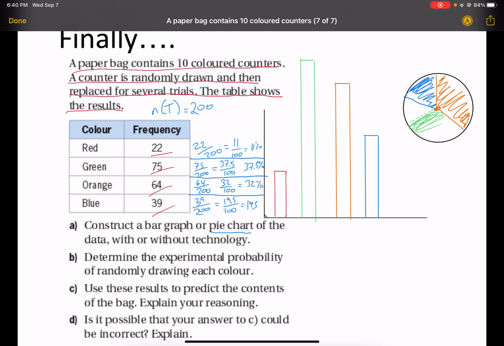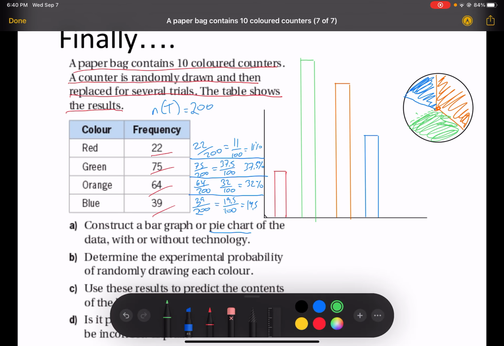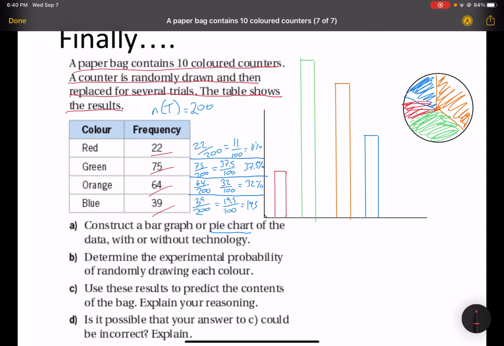Determine the experimental probability of drawing each color. We already did that over here. Use the result to predict the contents of the bag. Explain your reasoning. Okay, so you just multiply. It's approximately 22, right? Let me just double check. A paper bag contains 10 colored counters. A counter is randomly drawn. Oh, it contains 10. So I do 200.